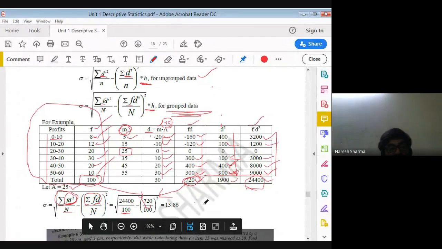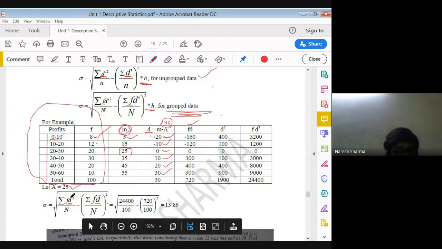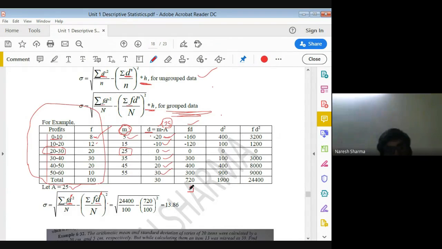So just use your calculator, calculate this, that is your 13.86, which is your required standard deviation, right? So it's totally your choice which formula you like. If you want to do this calculation a little manually, suppose we choose d dash. In this example, the class size is 10 if we are using d dash.